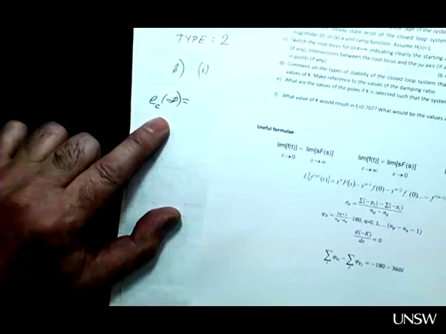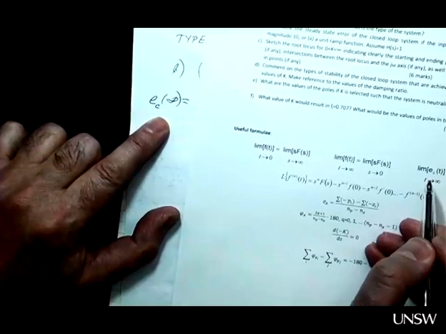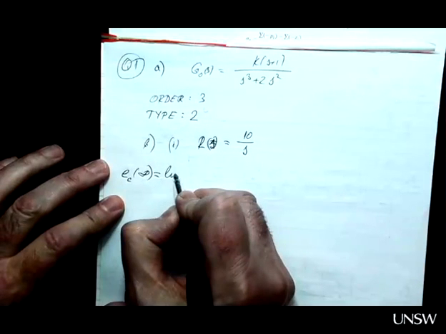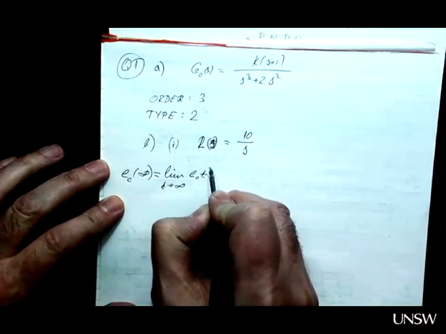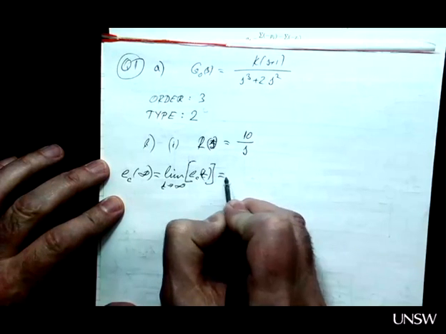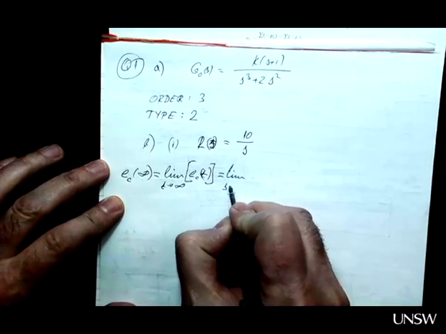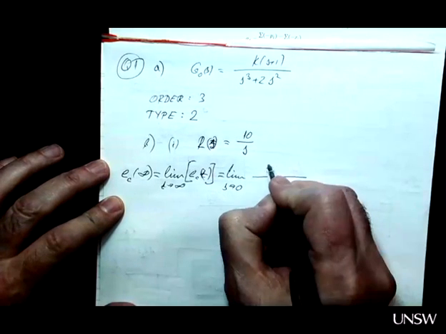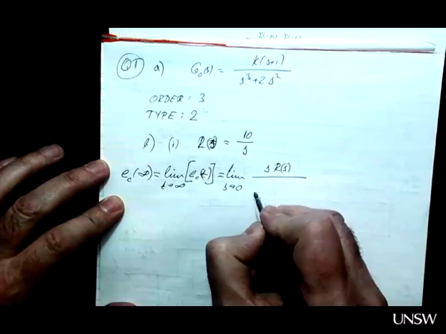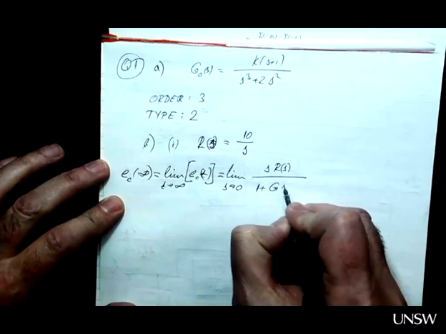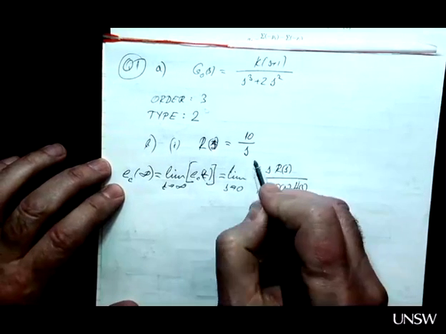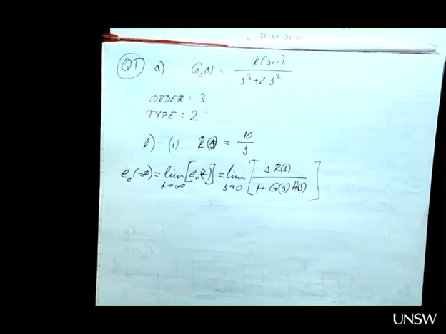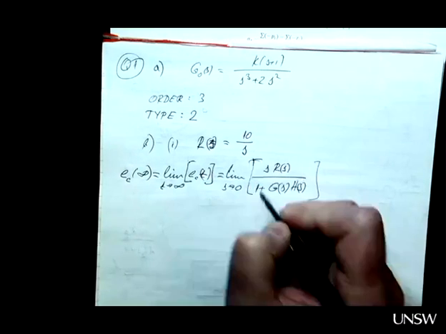Ec of infinity, or limit when time approaches infinity of ec of t, equals the limit when s approaches 0 of s R(s) over 1 plus G(s) H(s). We can put these brackets to make it clear. So now this is one important step, to recognize which equation we need.